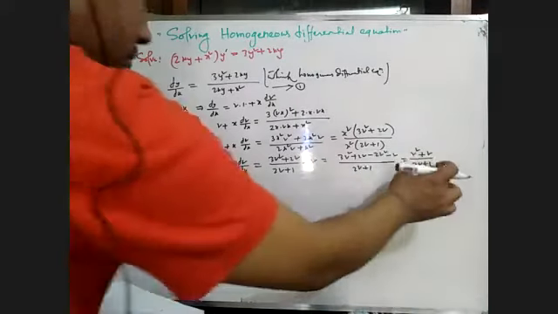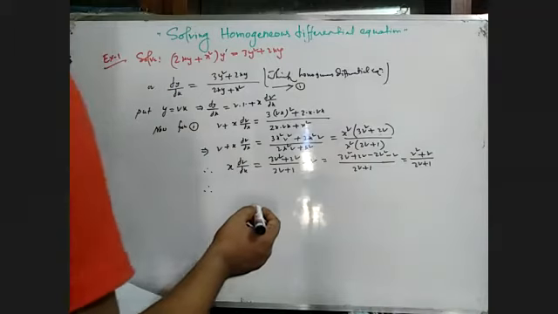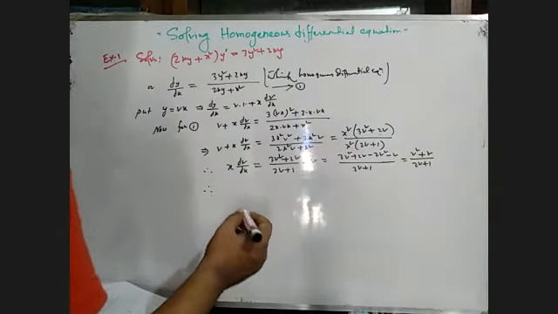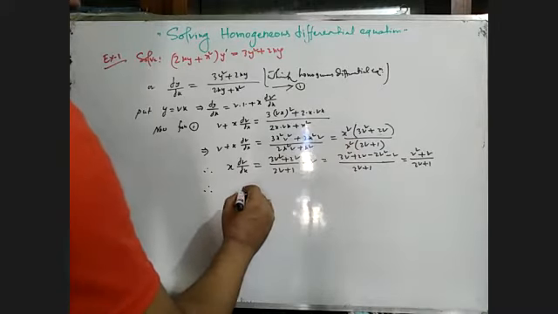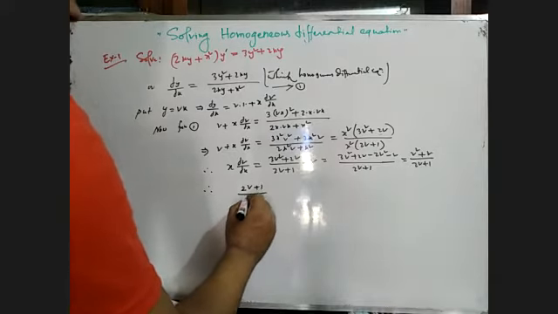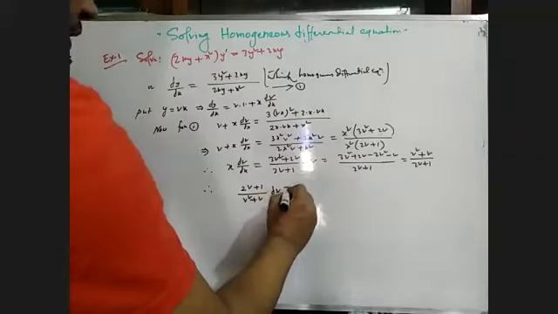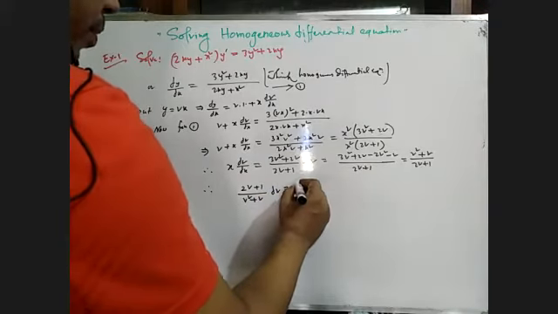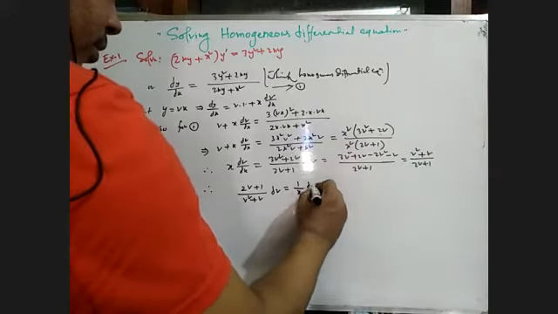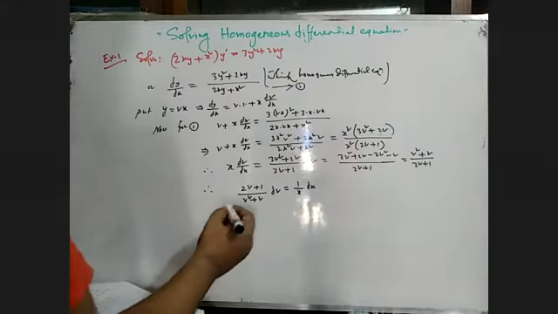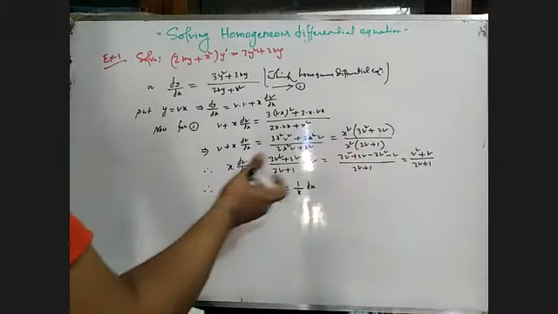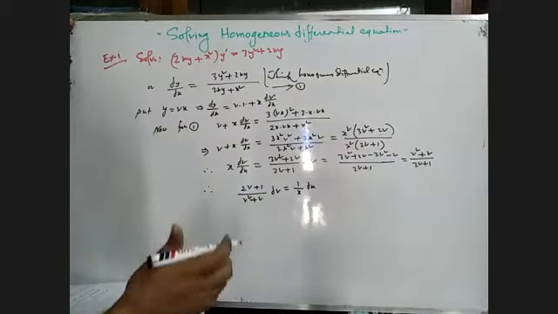Therefore, this equals to this. So from this, we can write (2v plus 1) divided by (v square plus v) dv equals to 1 by x dx, by separating the variable. Now variable separable method. Okay, just separating the variable. After cross multiplication, we get this equal to this.